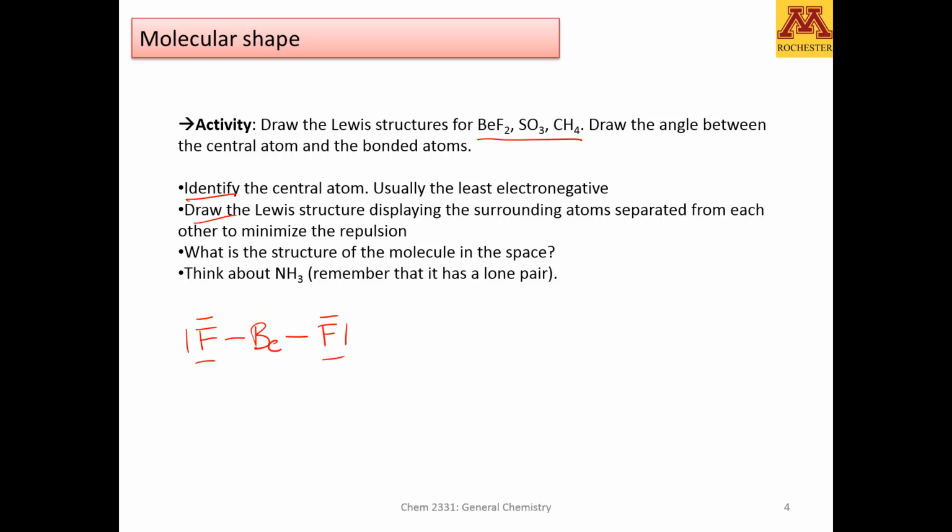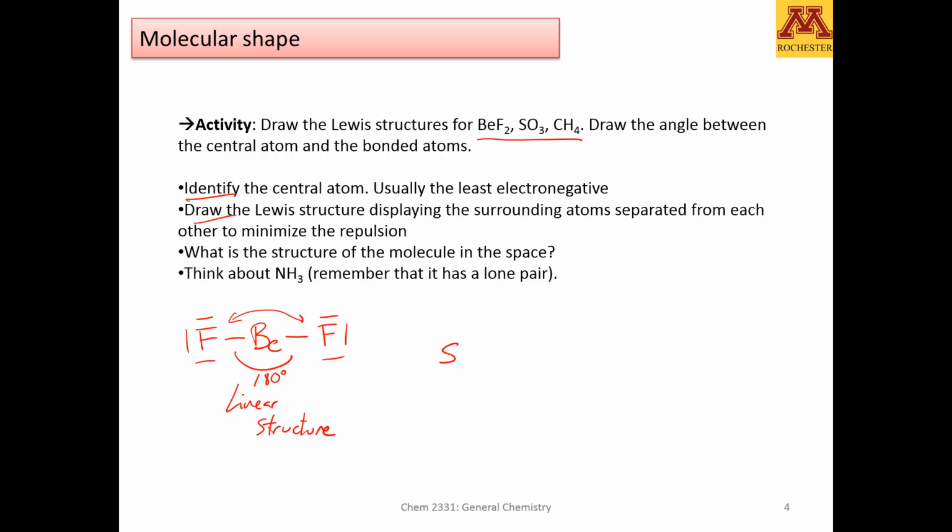So notice that this would be the Lewis structure of beryllium fluoride. If we try to place this in the 3D, well, in the three dimensions, this will form a line, because the best way to keep the two fluorides away from each other is forming a line. This is a so-called linear structure, and it's characteristic to have 180 degrees if you think of the central atom as the hinge. So this is one of the most simple structures when you have at least three atoms.